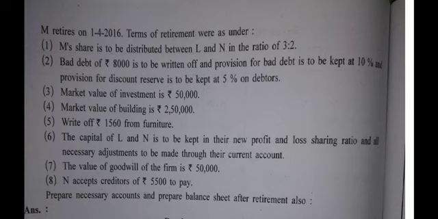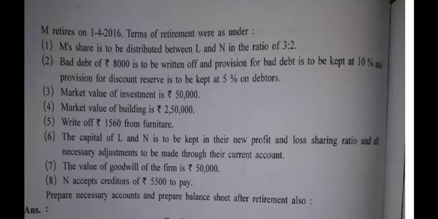There are 3 partners, L, M and N. M is a person who retires. The first adjustment says M's share is to be distributed between L and N in the ratio of 3:2. Understand this. In each and every sum, the third or fourth step is that you are supposed to obtain the gaining ratio. And how do you obtain that? It is new share minus old share.